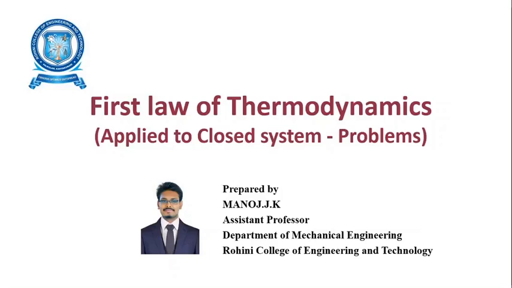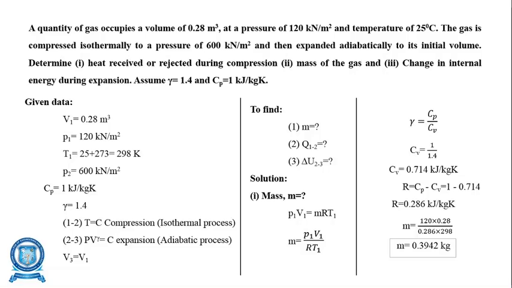So in the previous part we looked at the first law of thermodynamics applied to a closed system problem, and now we are going to discuss another problem. A quantity of gas occupies a volume of 0.28 meter cube at a pressure of 120 kilonewton per meter square and temperature of 25 degrees centigrade. The gas is compressed isothermally to a pressure of 600 kilonewton per meter square and then expanded adiabatically to its initial volume.